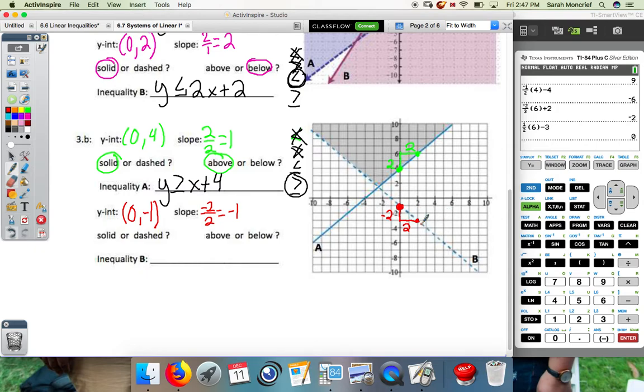Now, is this line solid or dashed? You're right, it's dashed, and let's go up here to the shading. Is it shaded above or below? You're right, it's shaded above.